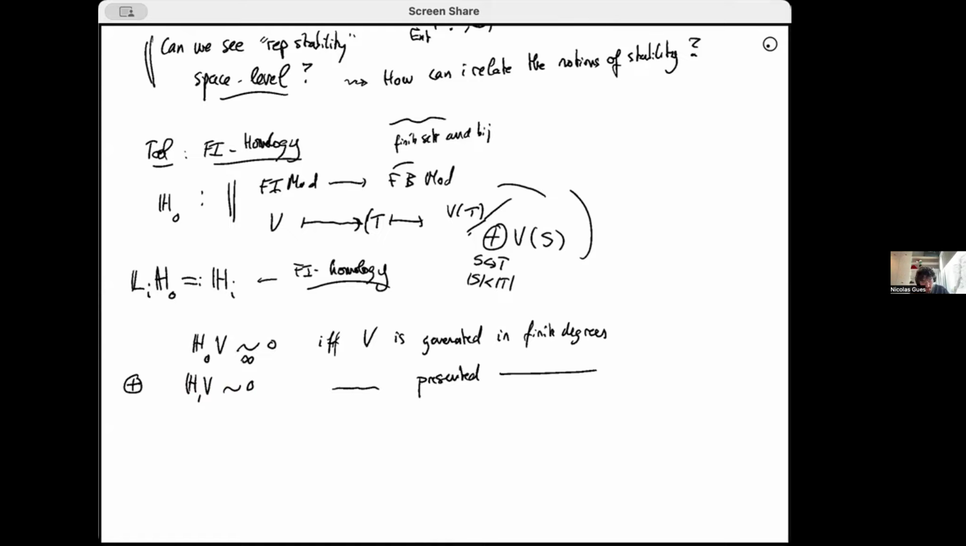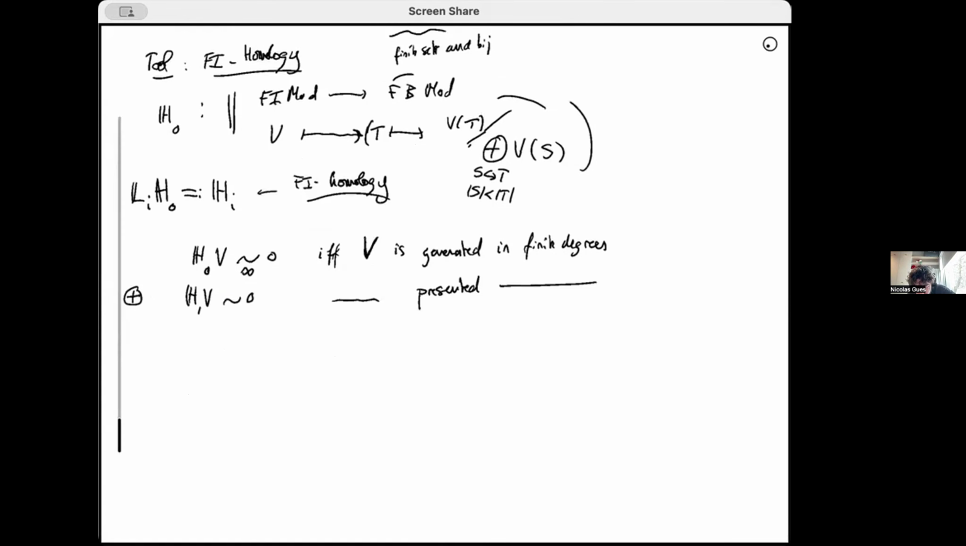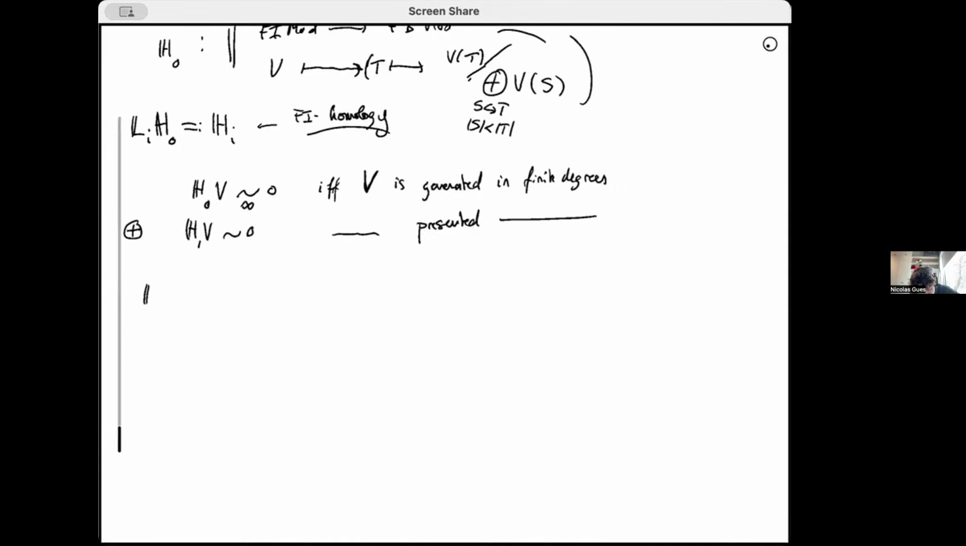And the moral of this story is that I can prove representation stability for V by computing these FI homology groups H_i that will, in a sense, give quantitative bounds on the stability properties. And what's interesting is that this FI homology can be generalized to spaces.